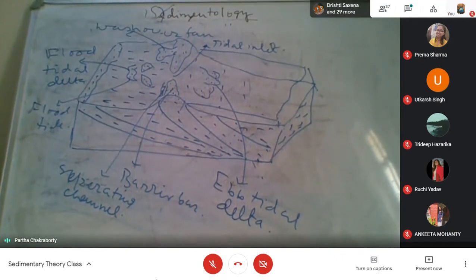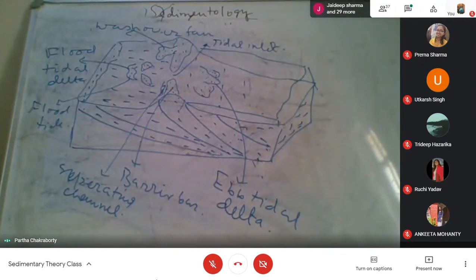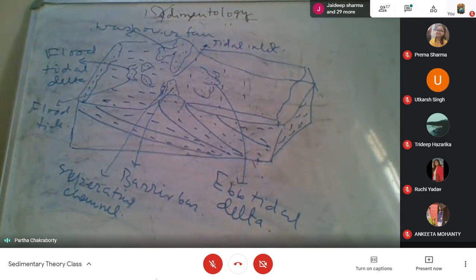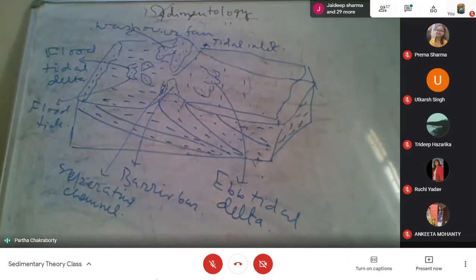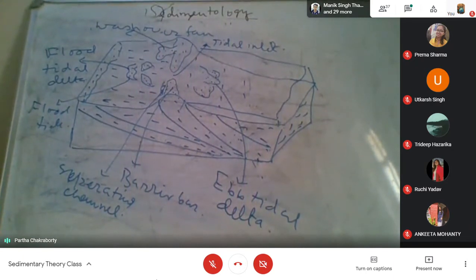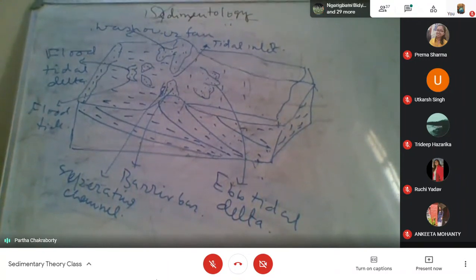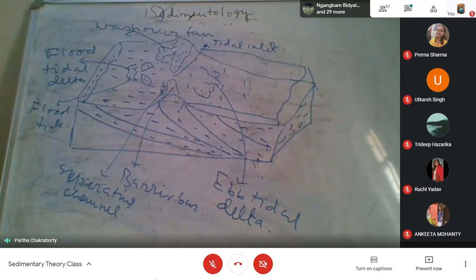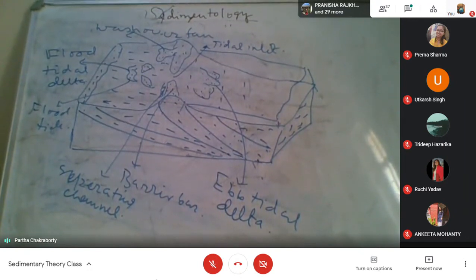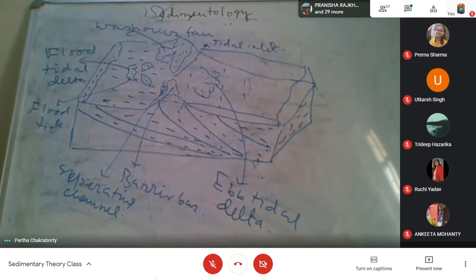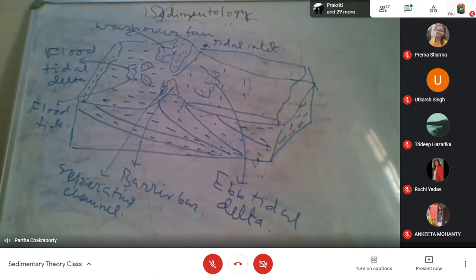Large scale, generally clean sandstone, because barrier bar, it is transgressive, and any transgressive coastline is wave dominated. So if it is wave dominated, wave will always churn the sediment and make the sediment clean. So the barrier bars will be large scale cross stratified. The cross stratifications may be planar, curved, trough cross stratification, and they will be mostly clean.